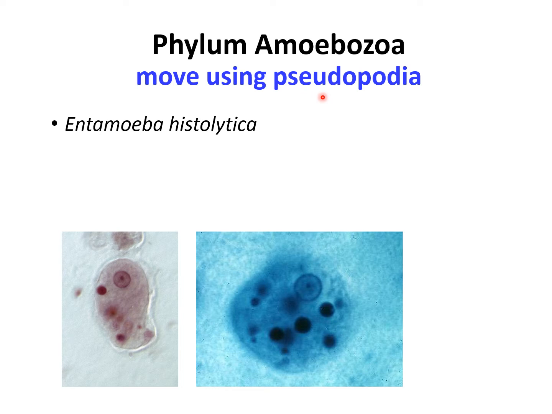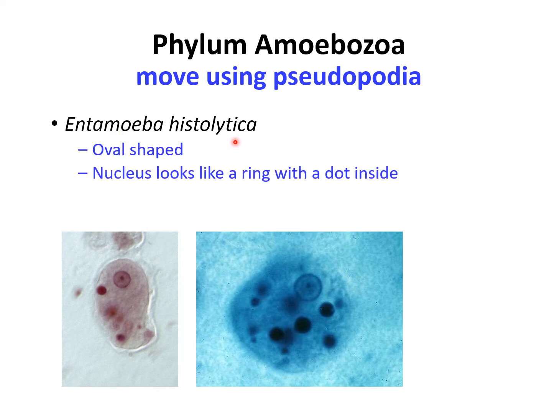Now pseudo meaning fake, podia meaning feet, so we refer to it as fake feet. Now this example right here of the microorganism that we're going to talk about, Entamoeba histolytica, you can't really see the pseudopodia, okay? So they are invisible and you can't really see them when we are looking at an Entamoeba histolytica.